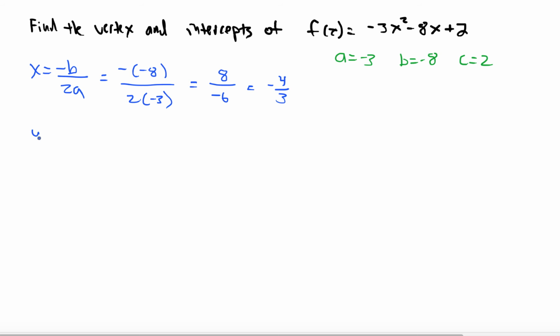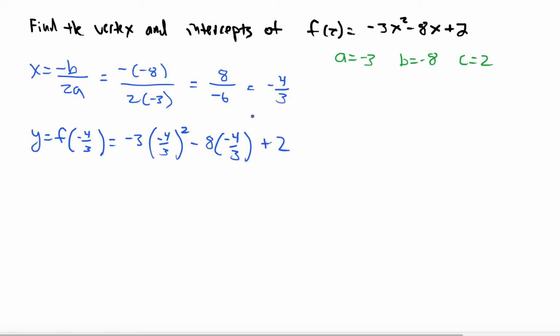Right? So to find the y-coordinate of the vertex, we need to plug in this value of negative 4/3 back into the function. Okay? So we get negative 3 times negative 4/3 squared minus 8 times negative 4/3 plus 2. And then we want to work all this out. Now we do have fractions, so you have to be very careful with this. By the order of operations, we do the negative 4/3 squared first, right? That becomes 16 over 9.